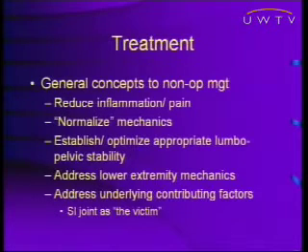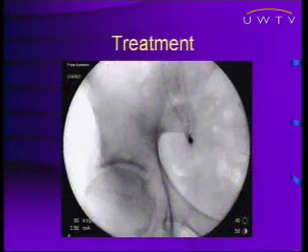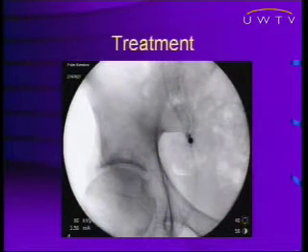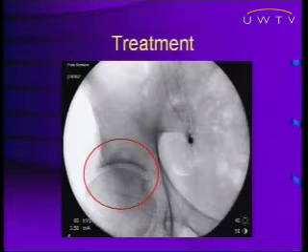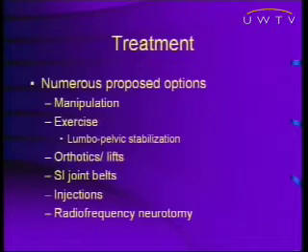Treatment: we have several concepts on non-operative management. If you talk to therapists and non-operative providers, this is what you hear: reduce inflammation, treat pain, normalize mechanics, a fairly vague term, establish and optimize appropriate lumbopelvic stability, address lower extremity mechanics, so orthotics and all sorts of other things, and address underlying contributing factors. This gets into the SI joint as a victim. This is a patient whose SI joint I injected, but if you look carefully at their hip, they have OA of the hip. There's some thought that sometimes the SI joint really is a victim of a problem elsewhere, such as a hip problem or even a fusion across the sacrum.